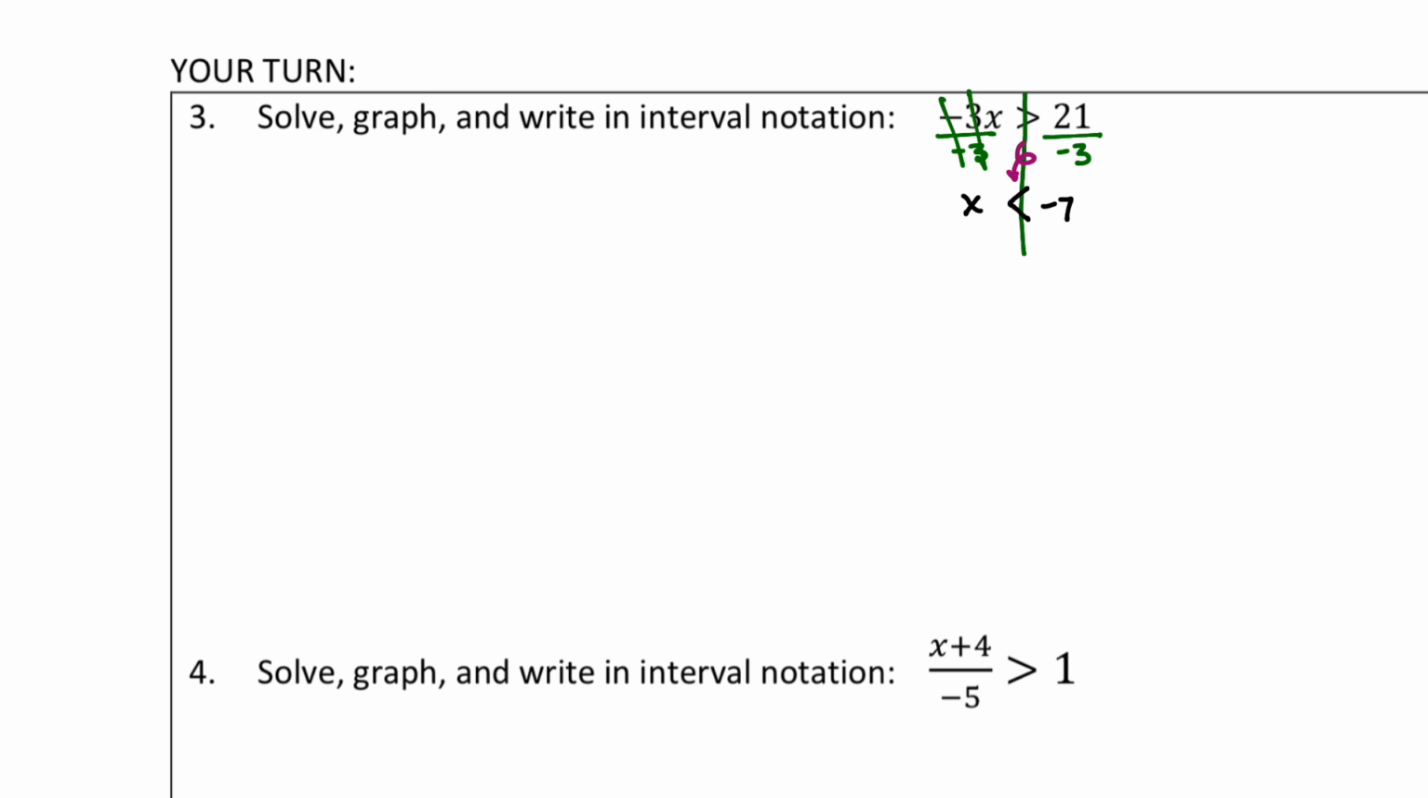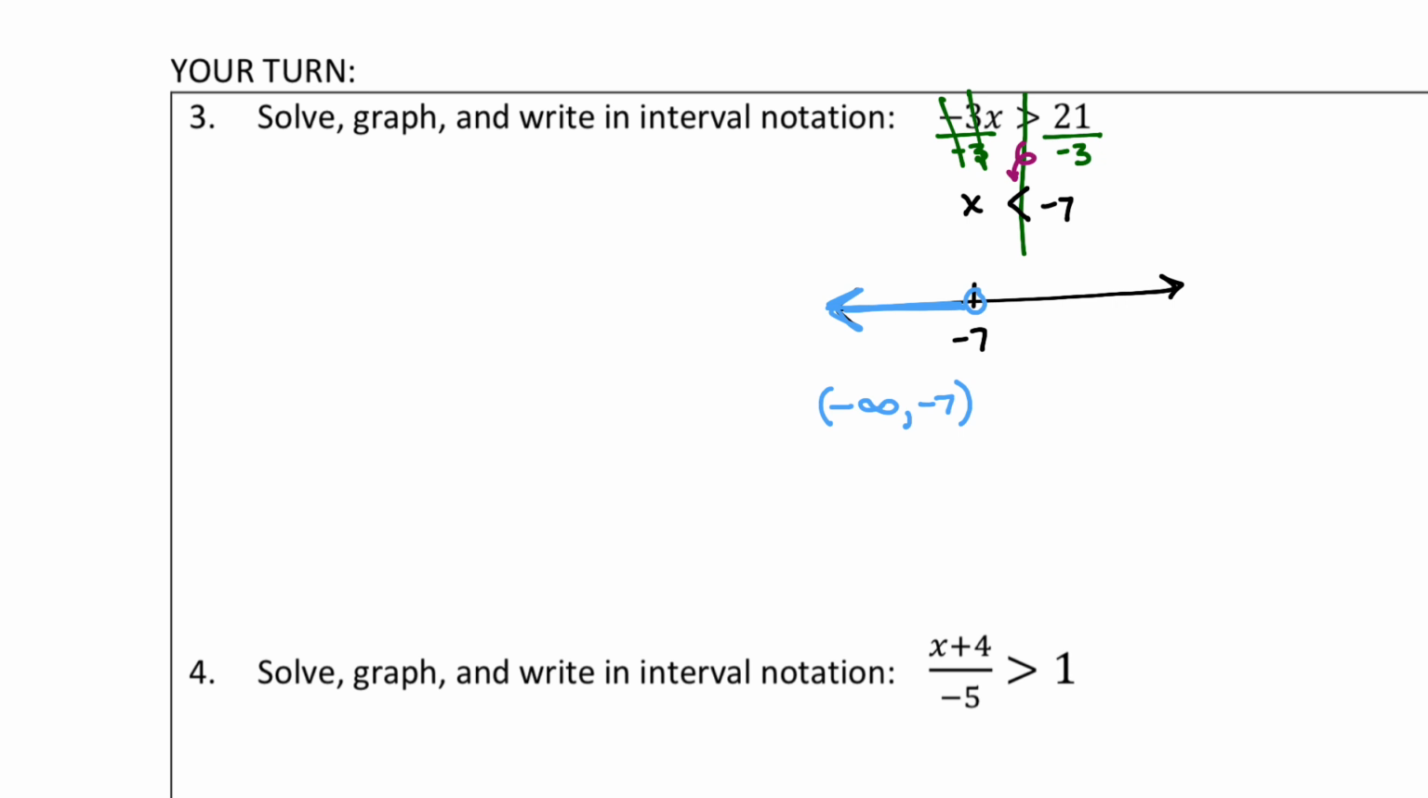Okay, let's do a number line. And negative 7 is going to be an open circle and going to the left. Interval notation, what we get to first is negative infinity, which means it's going to be a parenthesis, and it goes to negative 7 with an open circle. Okay, so there we go.